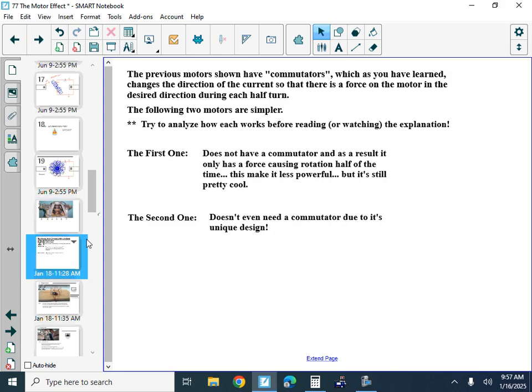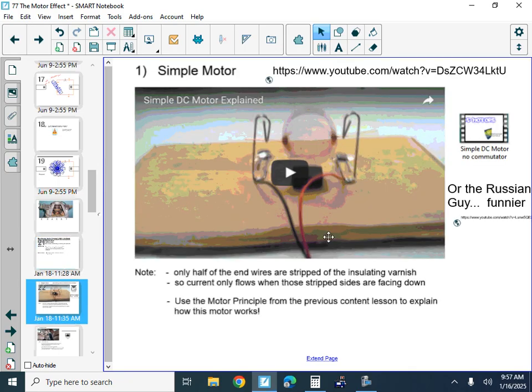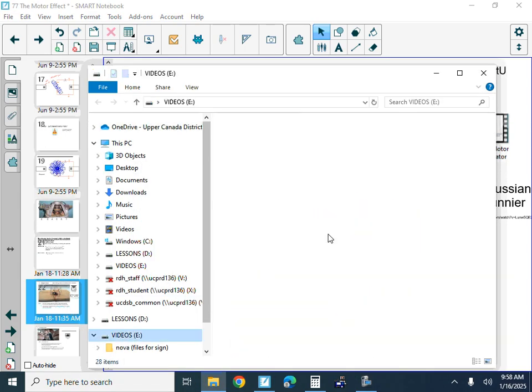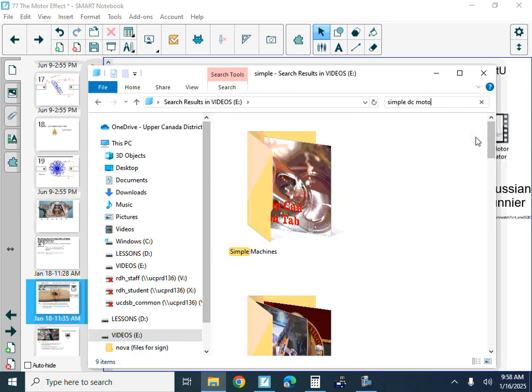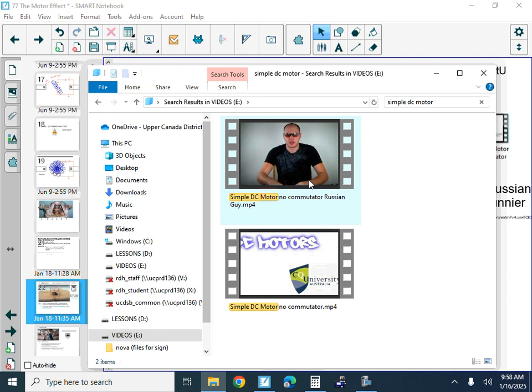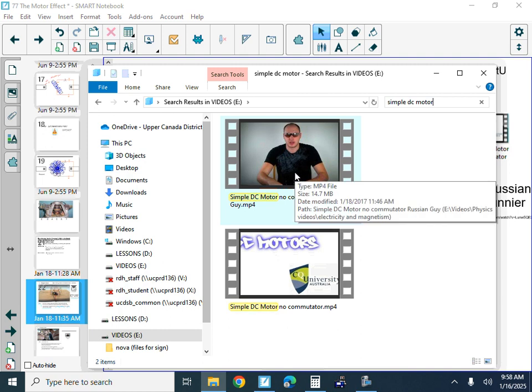Okay, so we're going to look at some other types of motors here, little weird designs. So this simple DC motor, no commutator. So let's go. DC motor, and we use this guy here. It's pretty funny.